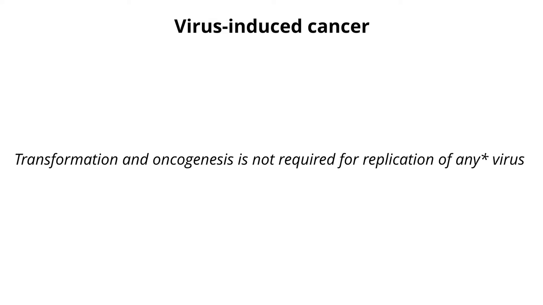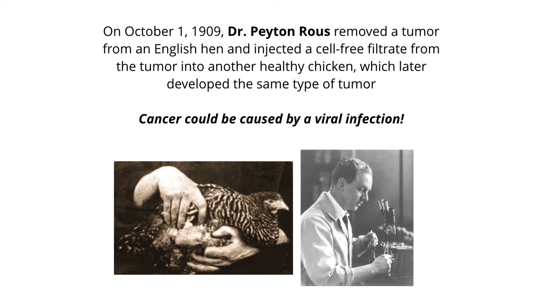But all the viruses we're going to talk about today, in order to replicate, they don't have to transform cells. They don't have to make a tumor in order to replicate. It's a byproduct. It's an accident. Keep that in mind. The story begins on October 1st, 1909.